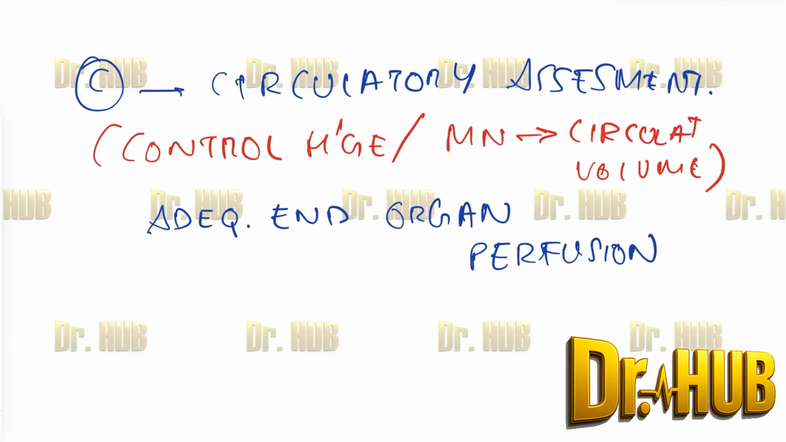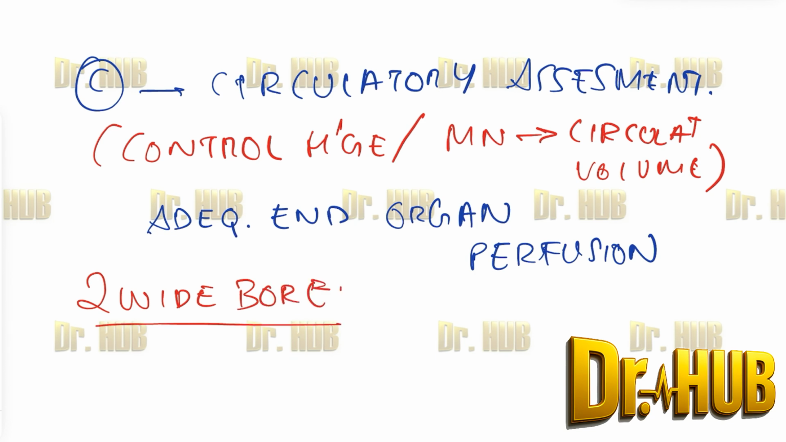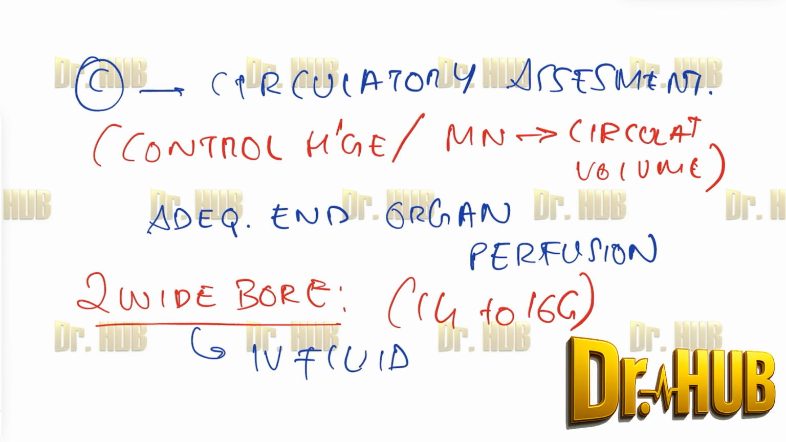Now moving forward, there is also the 2 wide bore which is to be known. The 2 wide bore is 14 to 16 G cannulae. They are inserted for the IV fluid resuscitation.